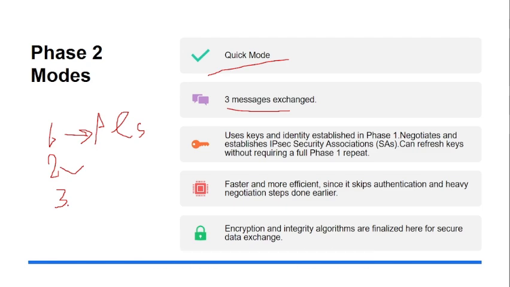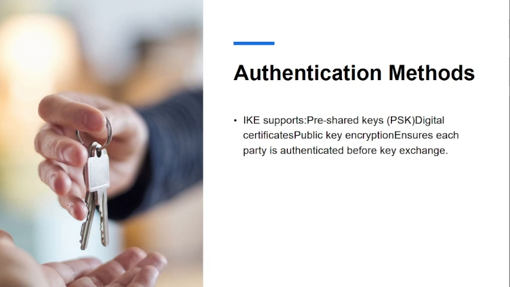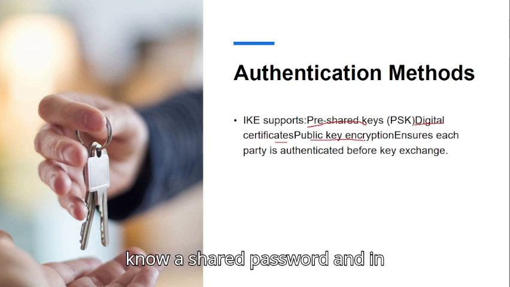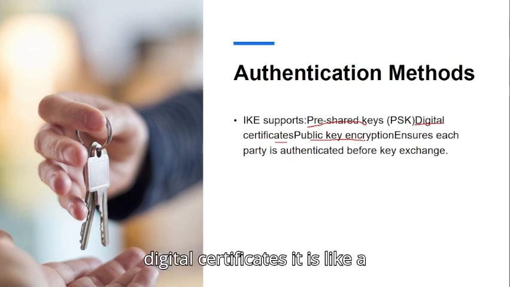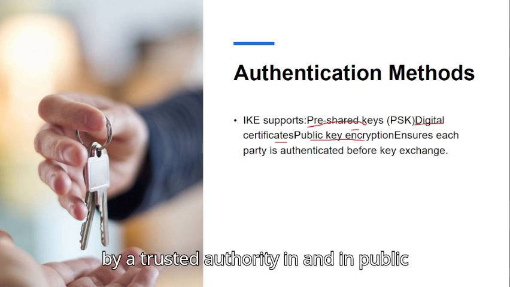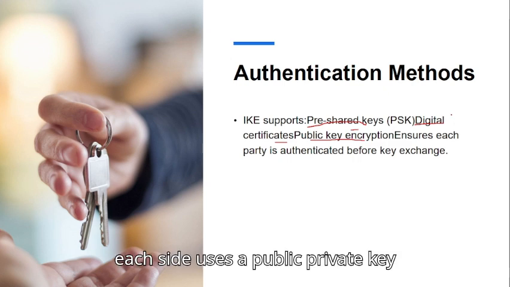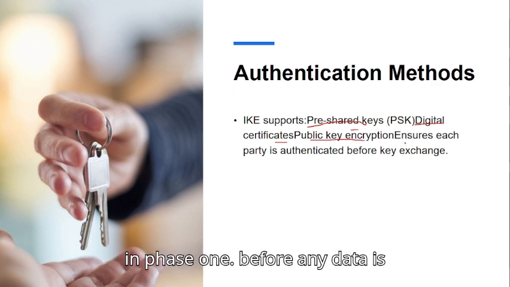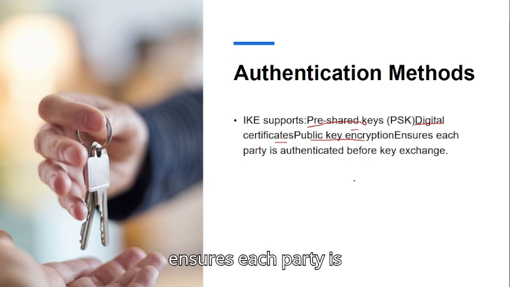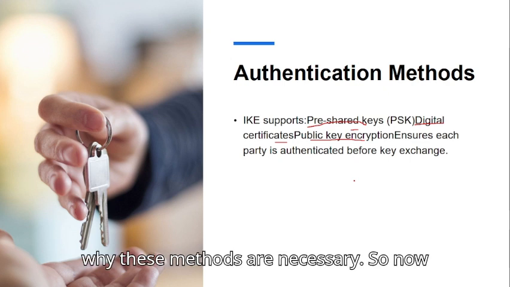So now, authentication methods. IKE makes sure both parties are real using one of three authentication methods. Those three are pre-shared keys, digital certificates, and public key encryption. With pre-shared keys, both sides already know a shared password. Digital certificates are like a verified ID issued by a trusted authority. In public key encryption, each side uses a public private key combo to prove identity. All this happens in phase one before any data is exchanged.